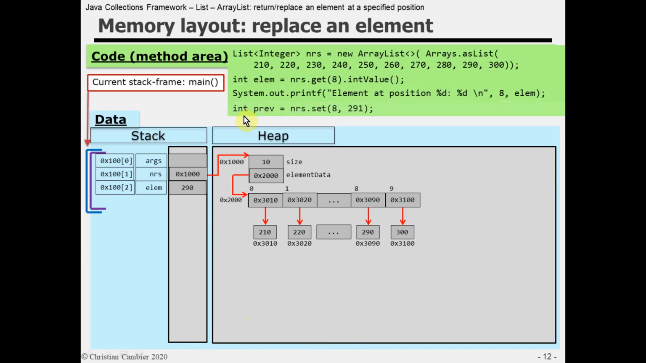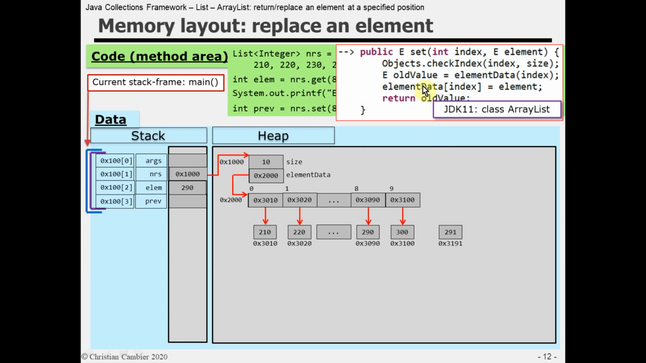What about replacing an element? Well, let's set the value of the element at position 8 to a value of 291. I just extend the stack frame a little bit for local variable previous, because that is what the set method returns, the value of the previous element at that position. So we expect a value of 290 when we come back from a call to set. Now set adds objects, not integer constants. So out of 291, using boxing, an integer wrapper object is first created. That is explained in a previous demo. Then the actual set method of the ArrayList class is called.